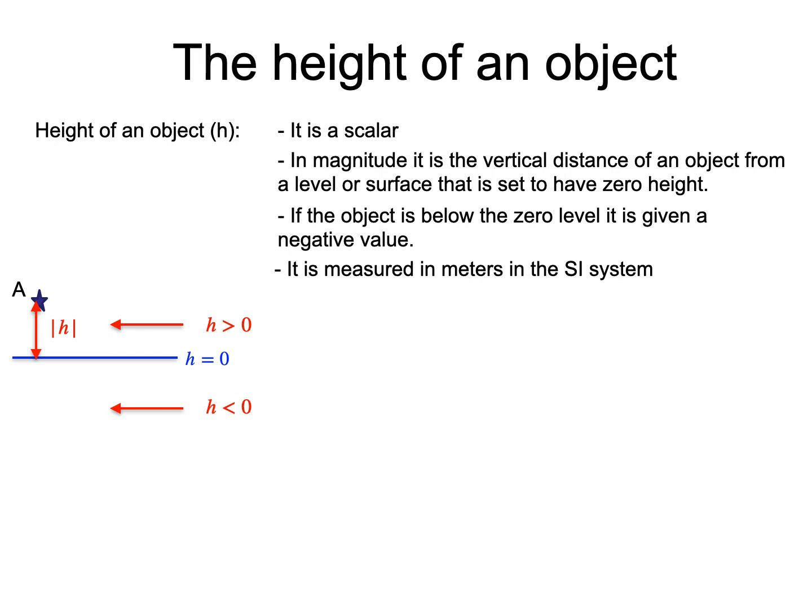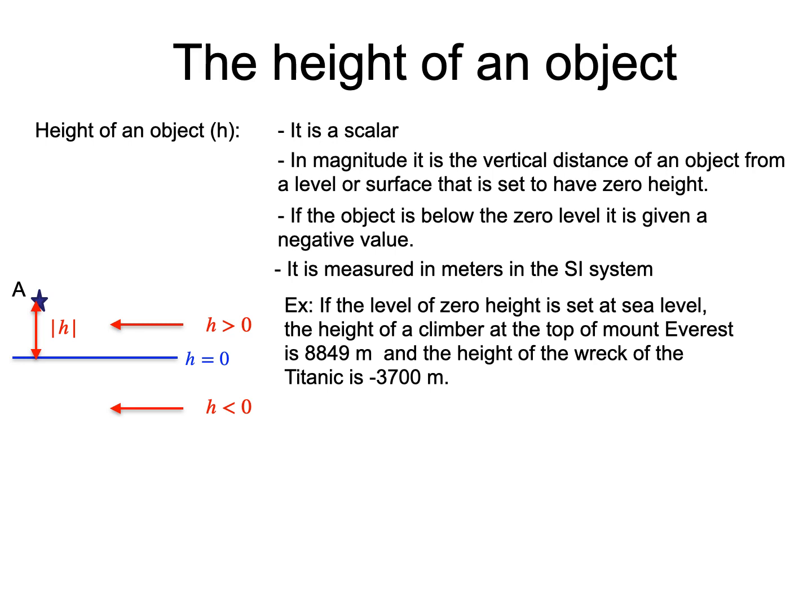For example, if we set the surface of 0 height at sea level, the height of a climber at the top of Mount Everest is 8,849 meters, and the height of the wreck of the Titanic is minus 3,700 meters. It is negative because it is below the chosen level of 0 height.